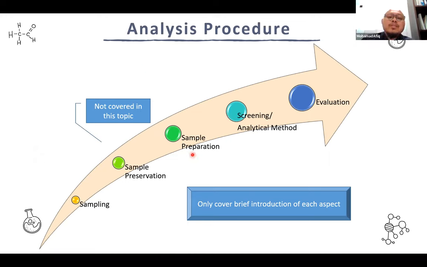So these two are actually very important to answer that particular question for trace analysis or small amount analysis. So the last part of the analytical procedure is to provide the evaluation. So, is that answering your question? Yes, sir, I just wanted confirmation. So the sample preparation is important, and how we choose the instrument is important too, sir. Yeah, true. That's good.